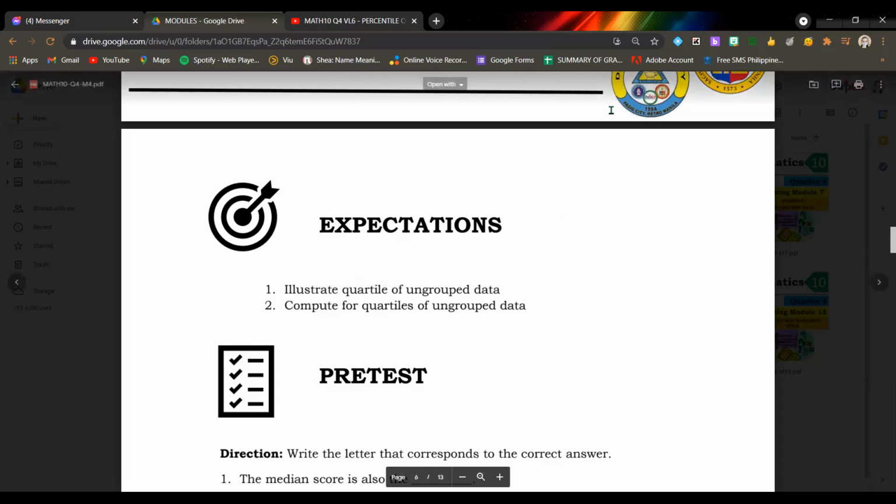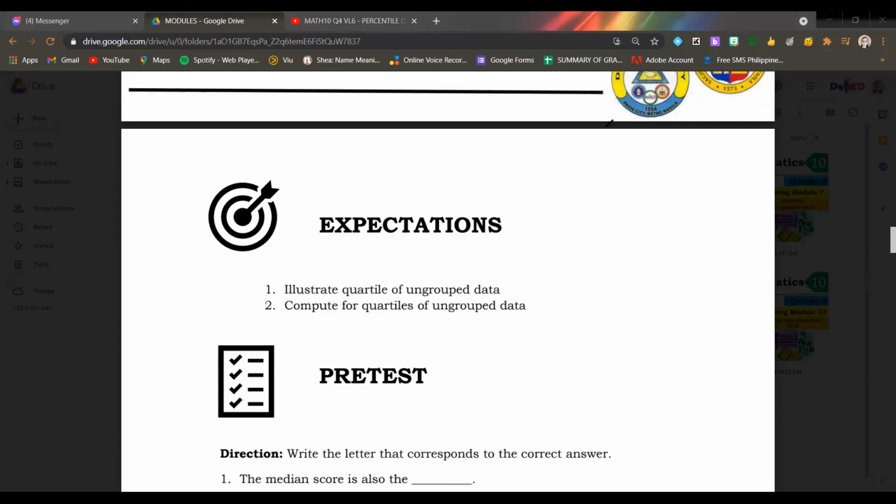Okay? So ano ba yung pinagkaiba ng quartile? Wait lang. Palit tayo ng color. Ano ba yung pinagkaiba ng quartile, sa decile, at sa percentile? Sa tingin ninyo, ano yung mga pinagkaiba nila? May mga clue dyan. Yes? Erien?